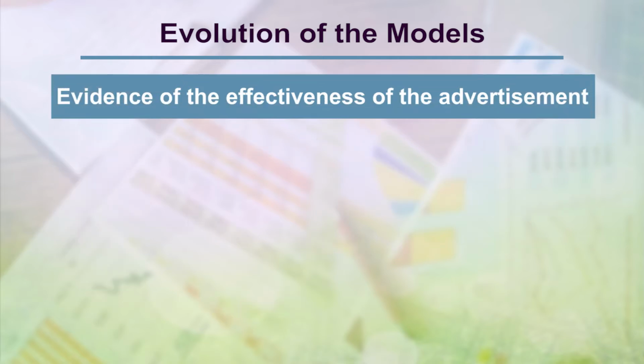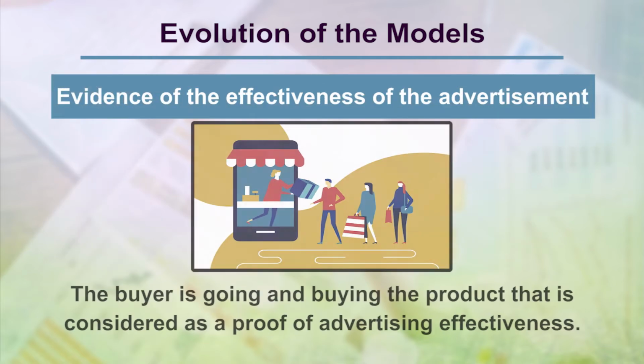And what is the proof or evidence of the effectiveness of the advertisement? The sale of the product, or you can say the buyer going and buying the product, that is considered as a proof of advertising effectiveness. That is the early development model.